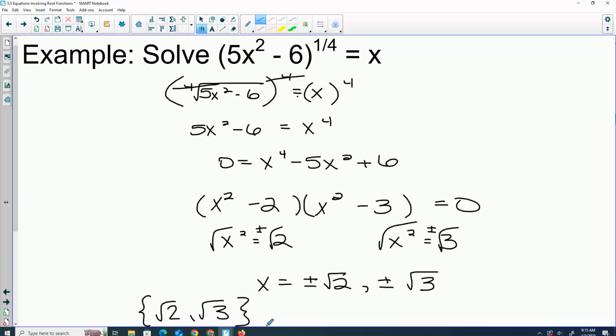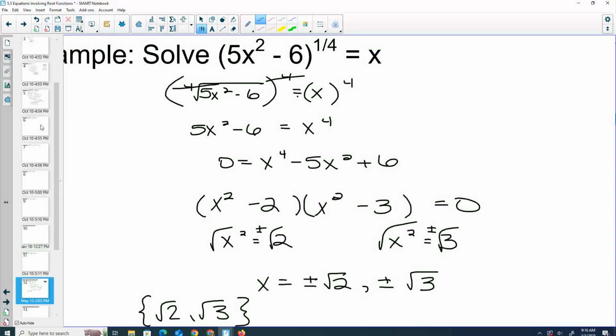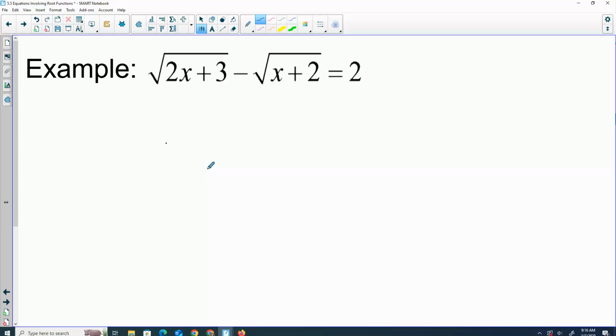I think I'm going to do 2 or 3 more for today, and then we'll pick up with some more examples tomorrow. Okay. So I want to look at least one more type for today.